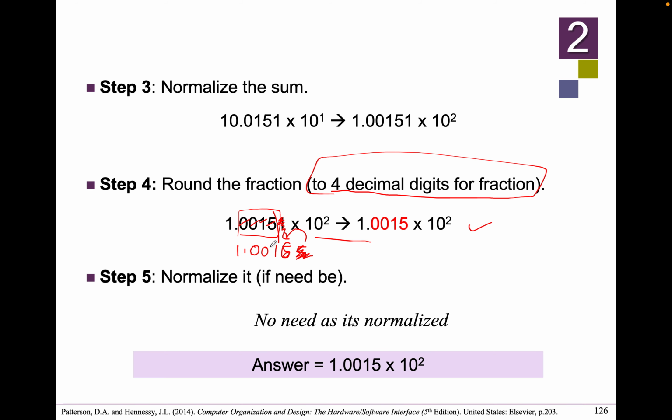Kita panggil dia apa? Bundarkan. And after we are done with this, we need to check, is it normalized or not? If normalized, it's okay. If not normalized, you need to normalize again. But if no need, that is your answer. Senang kan? Because this one is just a normal addition. Nombor perpuluhan yang you tambah.